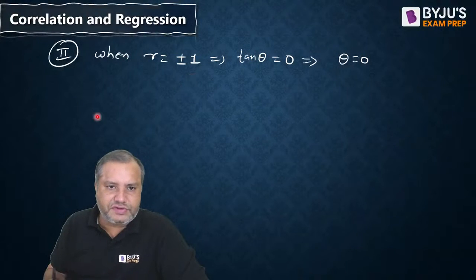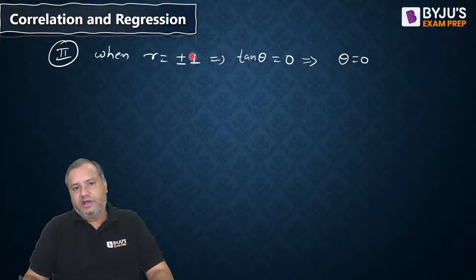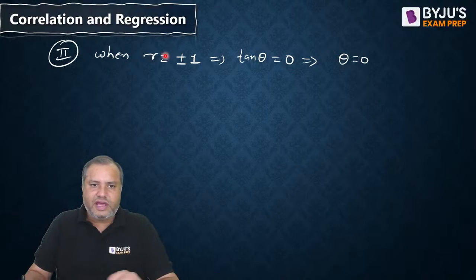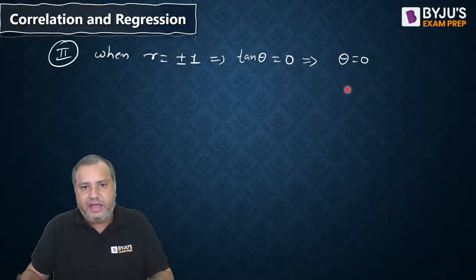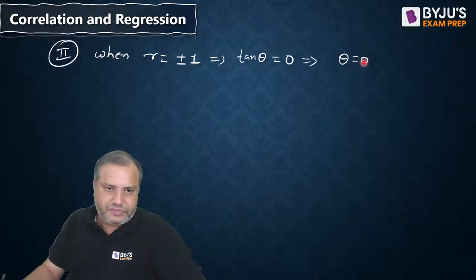Didn't understand? Listen again. r equal to +1 means perfect positive correlation. r equal to -1 means perfect negative correlation. So when there is perfect positive or perfect negative correlation between x and y, the two regression lines are either parallel or coincident.